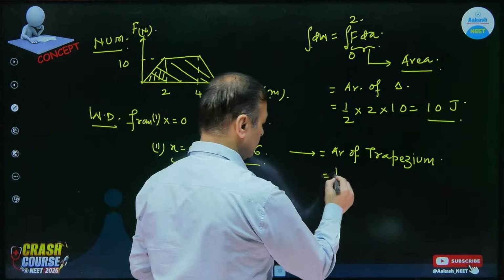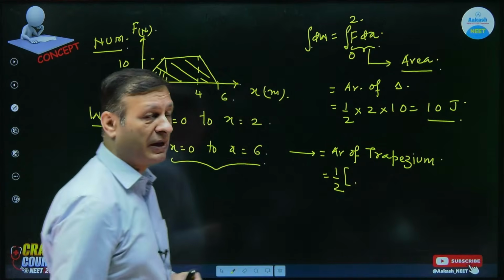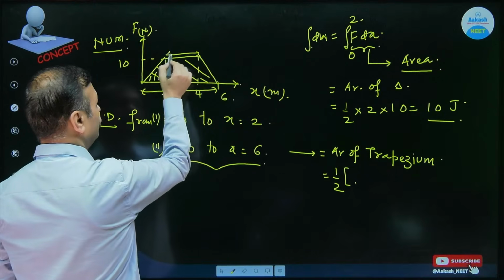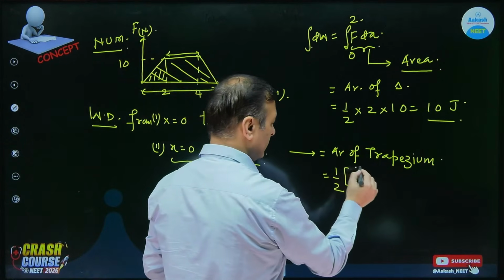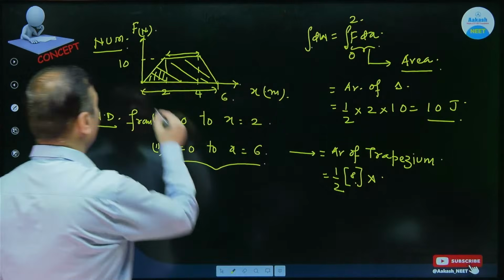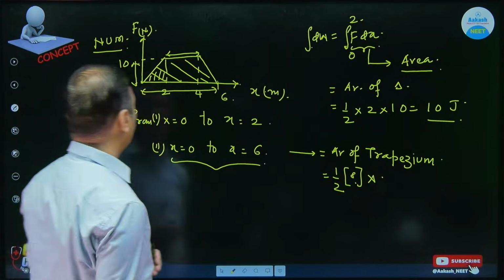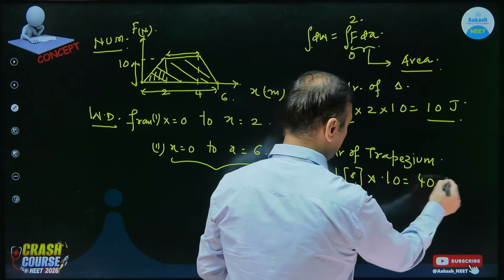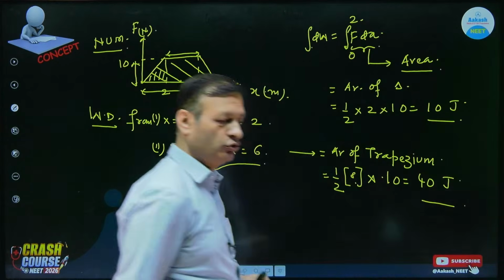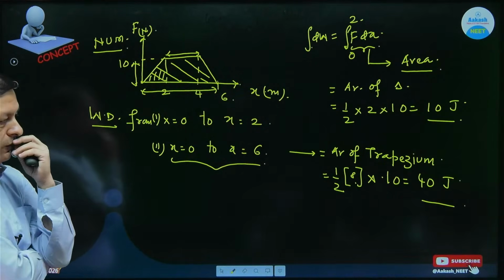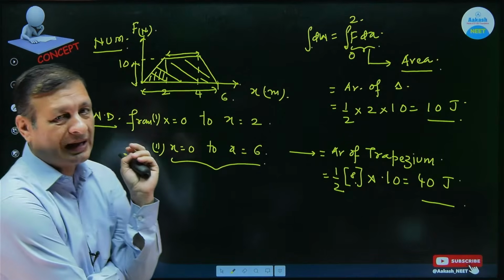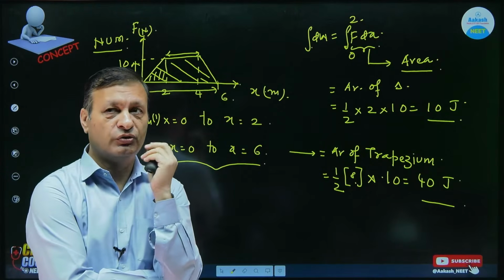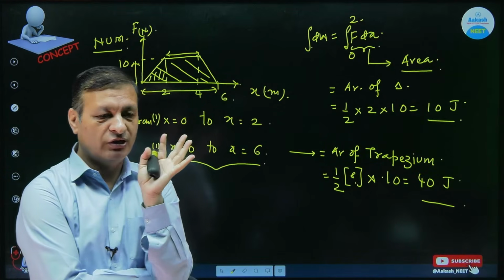So the area of a trapezium is half into the sum of parallel sides. This side is 6, this side is 2, so the sum of parallel sides becomes 8, into the height, the gap between these two parallel sides, which is 10 again. So that makes it 40 joules. So this is how you calculate the work done if a force versus displacement graph is given or known to us. Any doubt from this part?